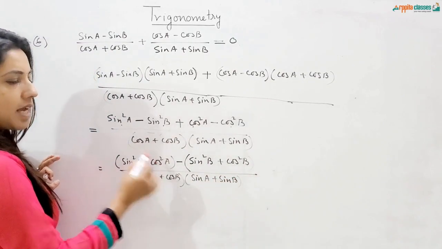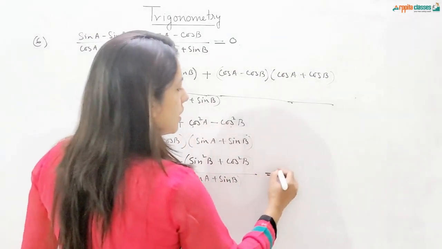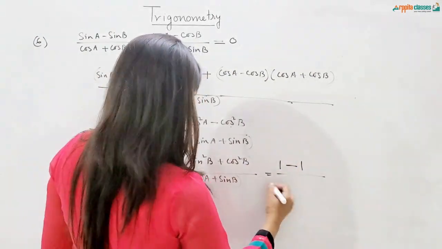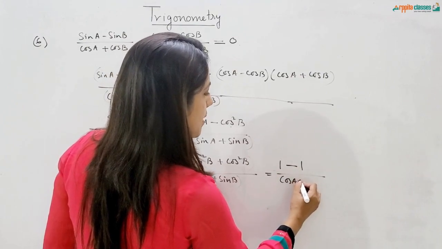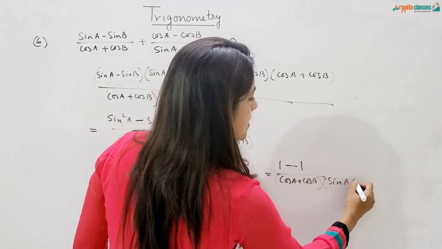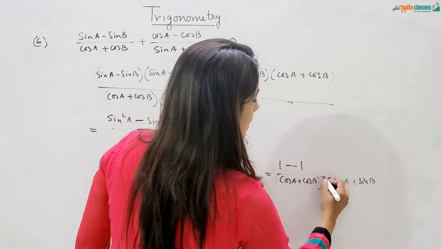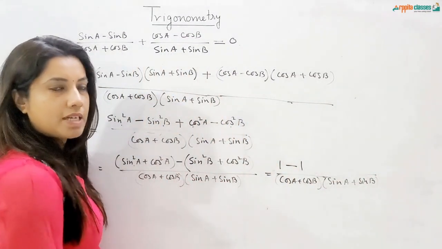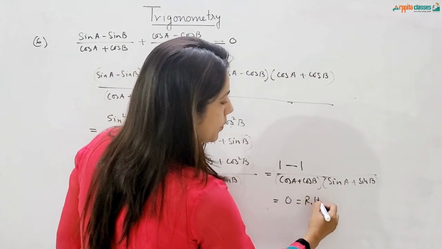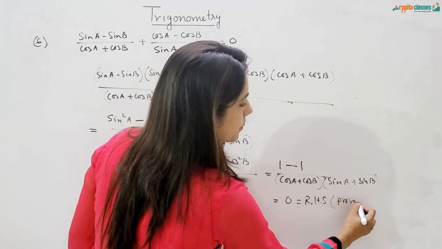So now sin square A plus cos square A is 1 minus again sin square B plus cos square B is 1, upon this whole thing (cos A + cos B) into (sin A + sin B). Now in the numerator I get 1 minus 1, that's 0, and 0 upon anything is 0. So this is equal to the right hand side, proved.